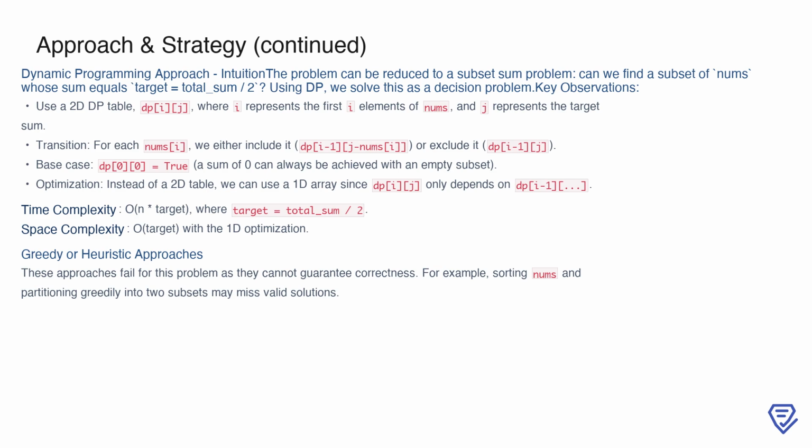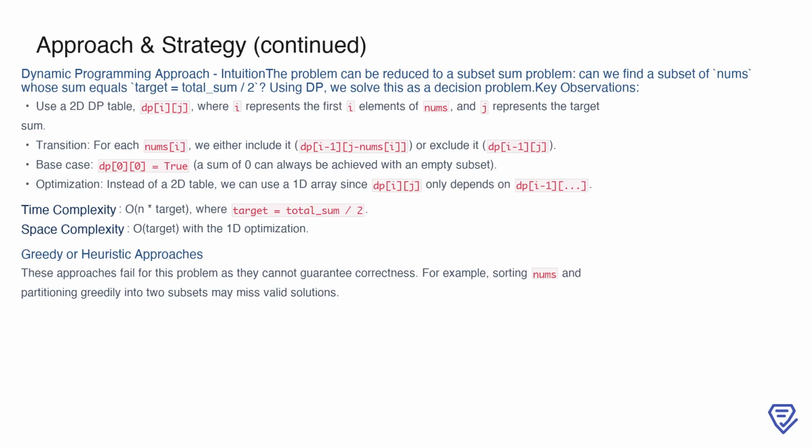To optimize space, we can use a 1D array instead of a 2D table since each state depends only on the previous row. This optimization reduces the space complexity to O(target), where target equals half of the total sum. The time complexity remains O(n * target), which is significantly better than brute force.